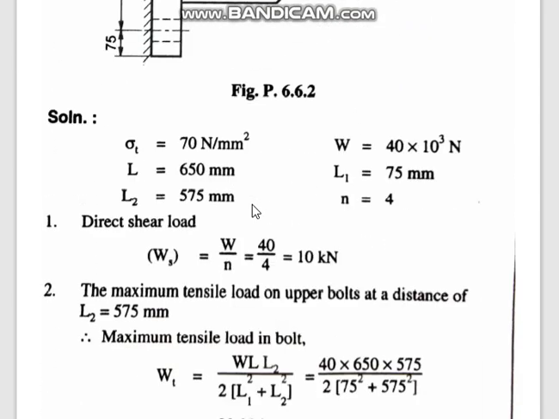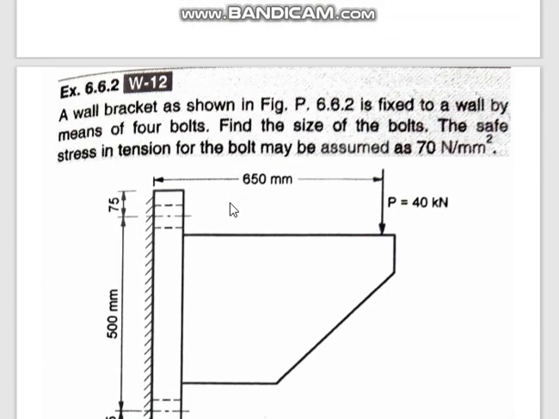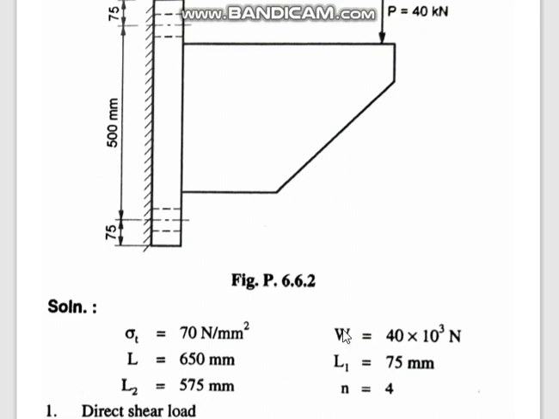Okay, now the data we have. Sigma T is 70, load W is 40 into 10 cube, that is this load. Here he used P and here it is using W, it doesn't matter. You don't get confused. Then L, this eccentricity, is 650, and L1 is 75. This is the tilting edge; from the tilting edge to the axis of the first bolts is 75, and this L2, from here to the second axis, is 575, and the number of bolts N is 4.